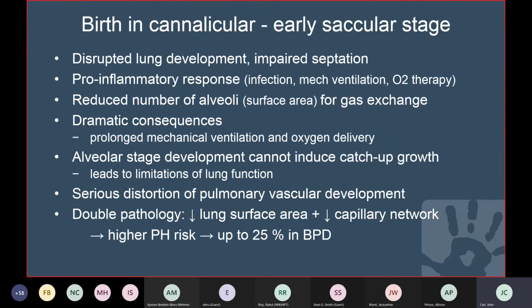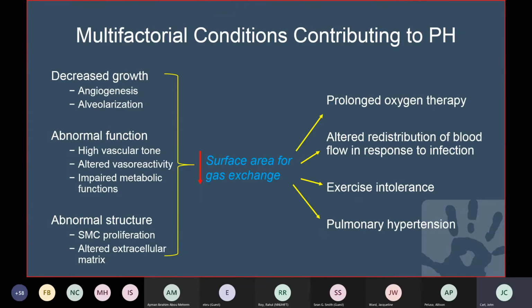There's a serious distortion of pulmonary vascular development that I hope I've been able to elucidate somewhat, and that there's this double pathology, both of this decreased lung surface area and a decreased capillary network with a much higher risk of pulmonary hypertension development and up to 25% of children with bronchopulmonary dysplasia. And so the multifactorial contributions to PH are the decreased growth, the abnormal function with high vascular tone, altered vasoreactivity, and impaired metabolic functions, abnormal structure, resulting in decreased surface area for exchange.